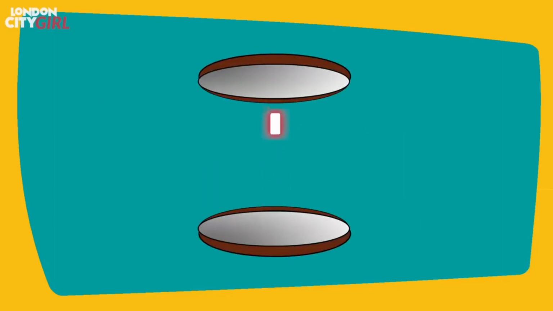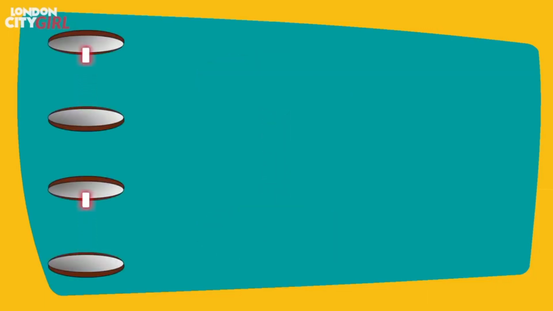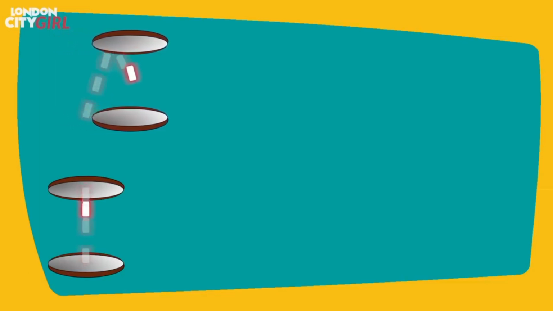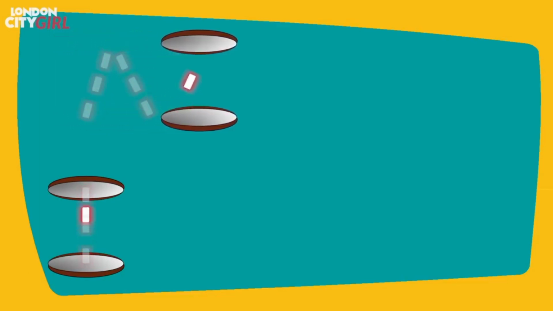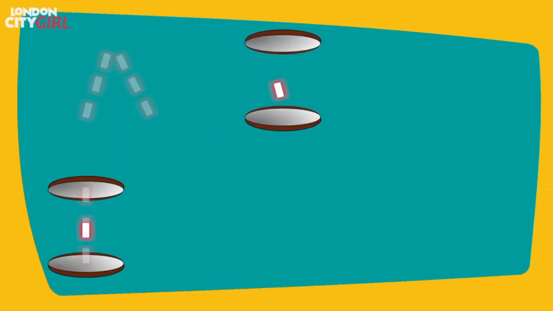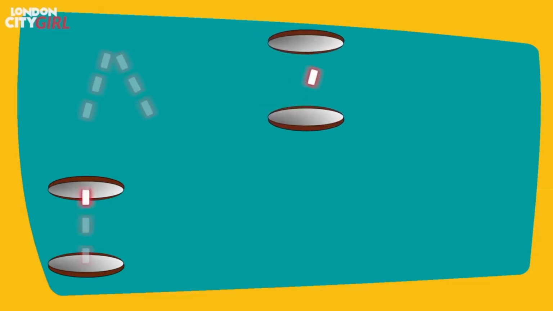So, let's imagine a beam of light being reflected between two mirrors. Let's replicate this setup so we have another beam of light being reflected between another set of mirrors, but this time the mirrors are moving close to the speed of light. We can see in the moving set of mirrors that the beam of light is moving a greater distance.